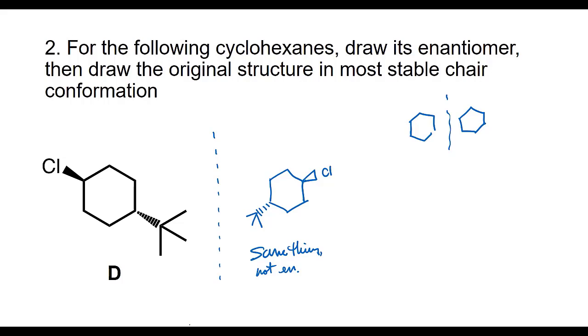Sometimes how they used to do it on a test was they would have a list of a bunch of structures and say, is this the same thing? Is this an enantiomer? Is this all the different types of things you can get? So this looks like an enantiomer, but is it an enantiomer?